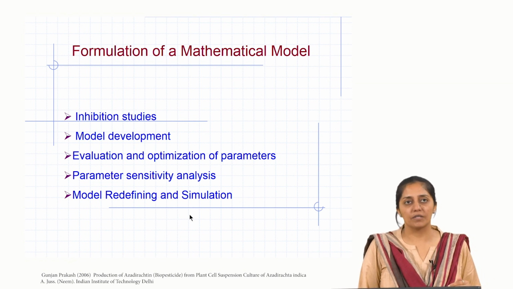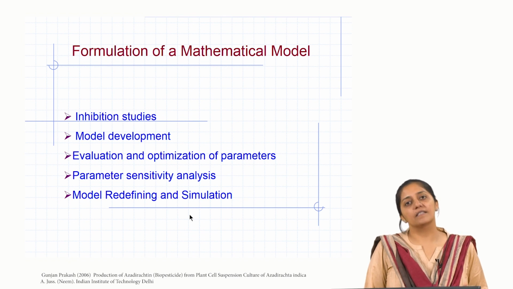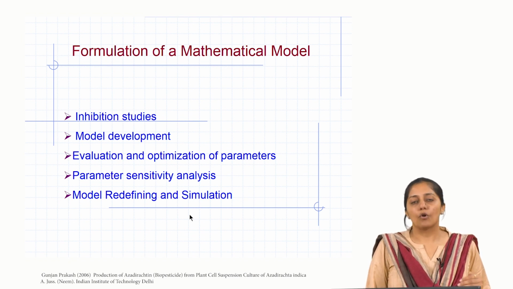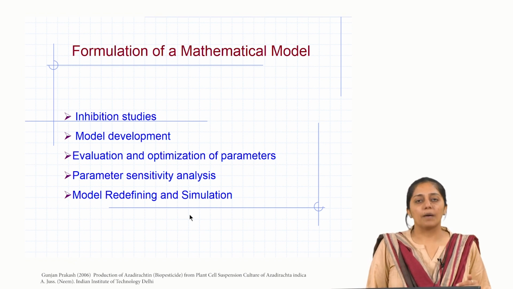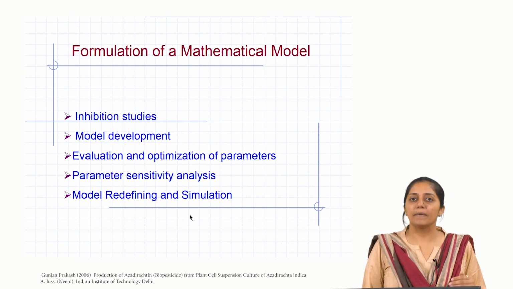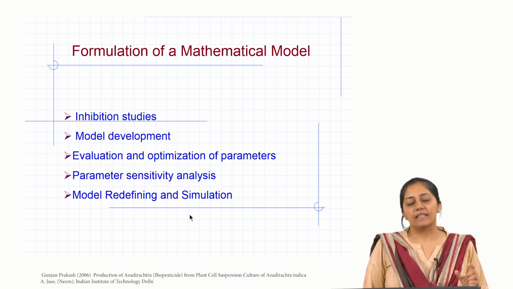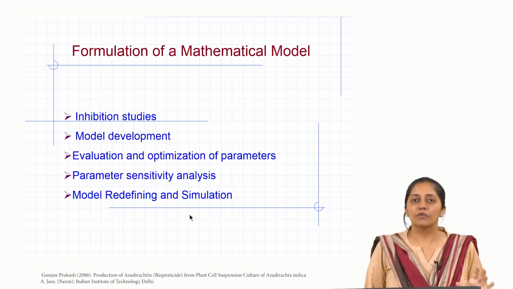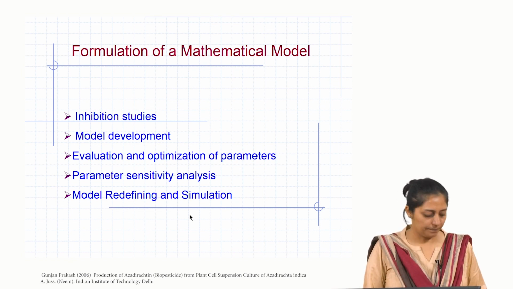of the model equation. Then they did parameter sensitivity analysis in the model to drop out the insignificant parameters, to reduce the number of parameters in the model, thereby making the model more simple for simulation. So, this was model redefining, and then finally this redefined model was used to simulate nutrient feeding strategies under fed batch or continuous cultivations.